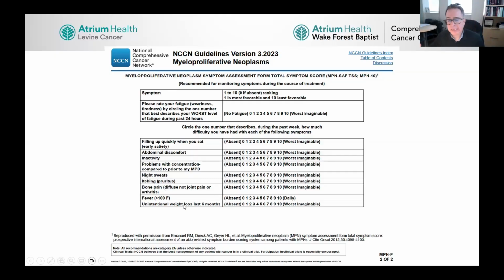And this is not weight loss like I was trying to lose weight purposely. This is unintentional. I'm losing weight and muscle mass along the way.